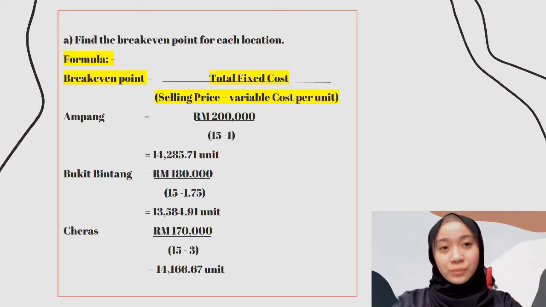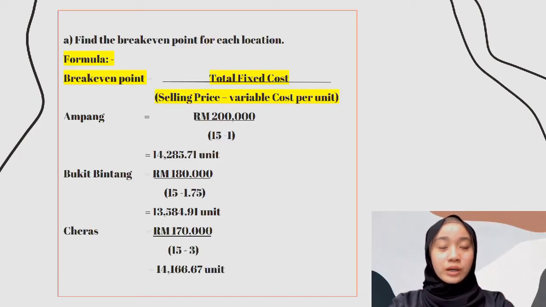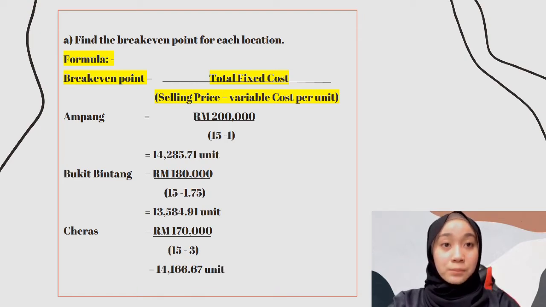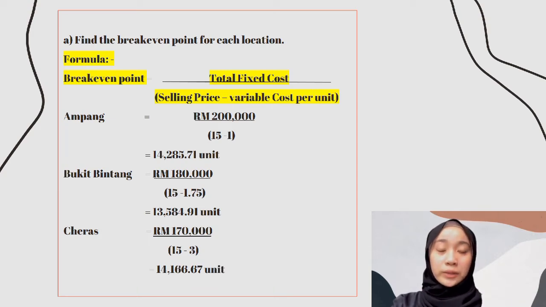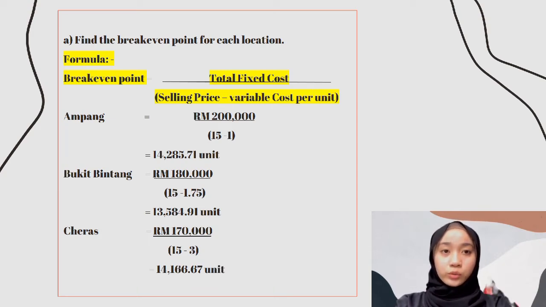Before we start, we must know the formula for break-even point, which is total fixed cost divided by selling price minus variable cost per unit. For Ampang Jaya, 200,000 divided by 15 ringgit minus 1, so you will get the answer equal to 14,285.71 units.